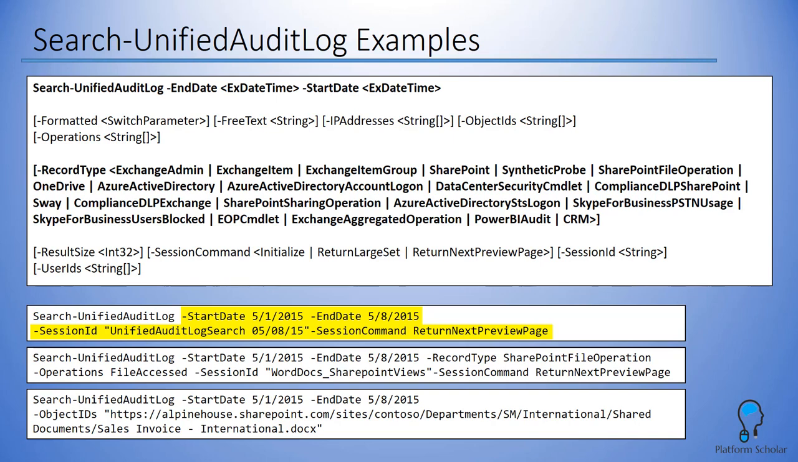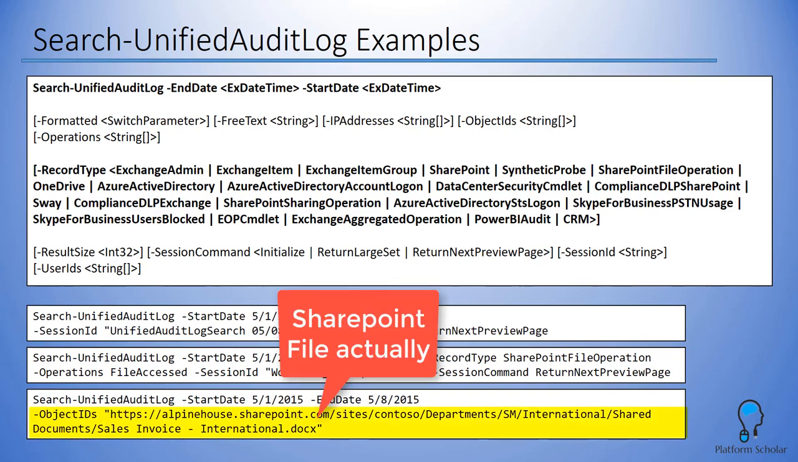Now, if we run this a second time, we'll get the second page of data because we're using the same session ID. The report is kept in the search object and can be referenced by the session ID, and it knows where we left off in displaying the output. The second example shows a command that queries the audit log for a file accessed activity in SharePoint Online. And the third example pulls a list of all activity for a given date range for a particular SharePoint site.